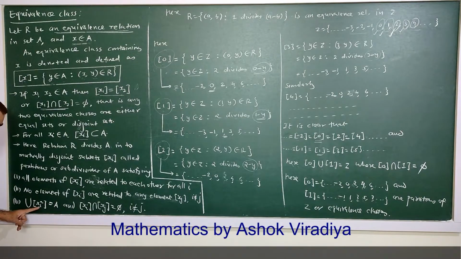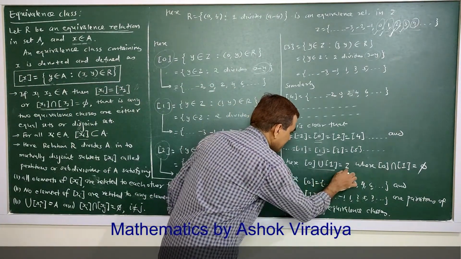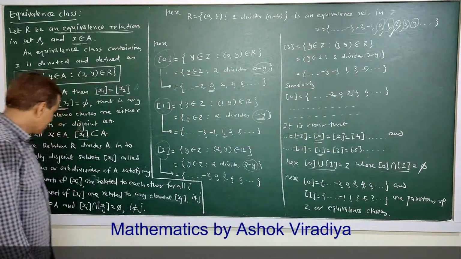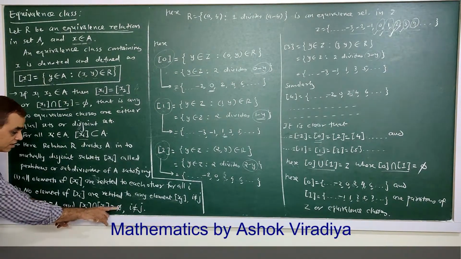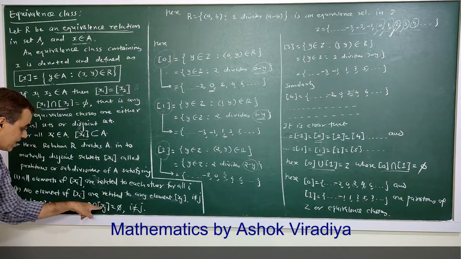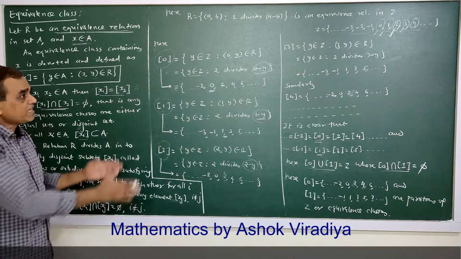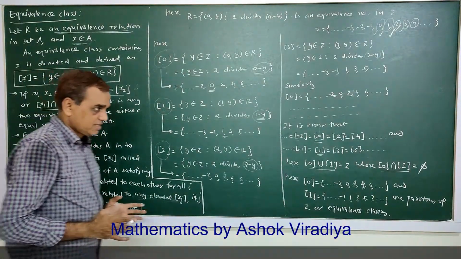And the union of all partitions is the given set. Here it is Z. There are two partitions, so the union of both partitions is Z, and their intersection is empty. The union of all partitions is A and their intersection is the null set. This means the partitions are different. So that is the meaning of partition and equivalence classes.